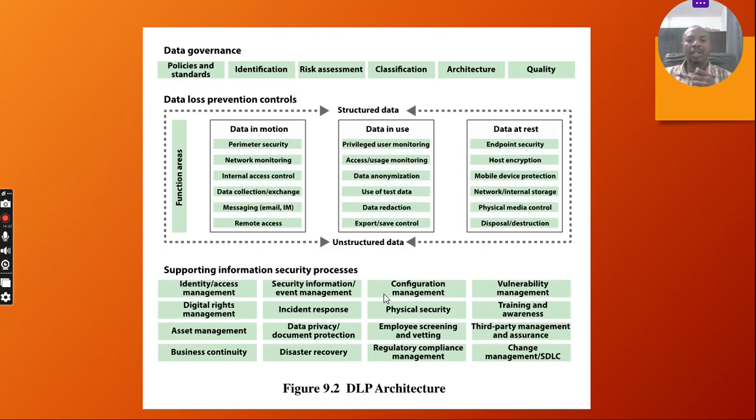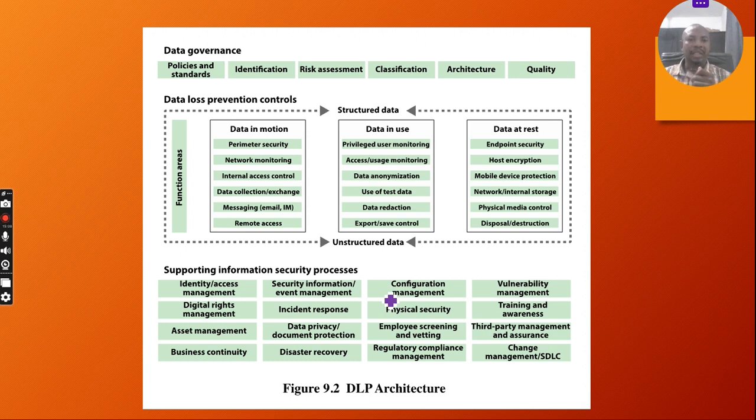So here we have the DLP architecture. Here we talk about the data in its three states. First and foremost, before we look at the data in its three states, we have the data governance. Under data governance, which we are going to do in chapter 40 or 50 of this, we will look at the policies and standards that help to govern data. We look at the identification, the type of data, risk assessment, and hope this type of information will not lead us to problems. We look at the classification, architecture, and quality.